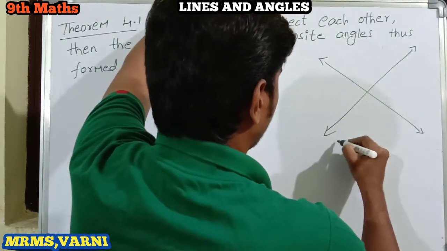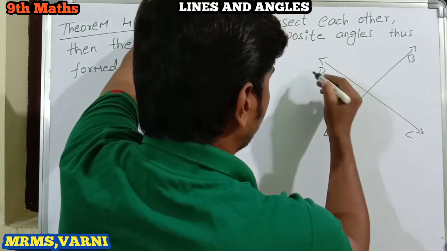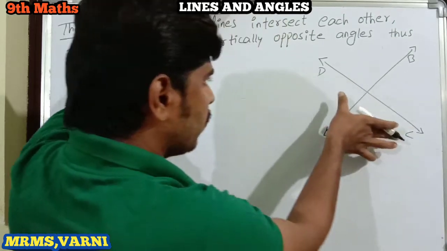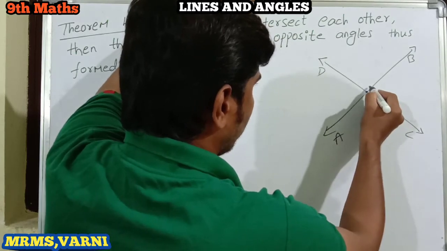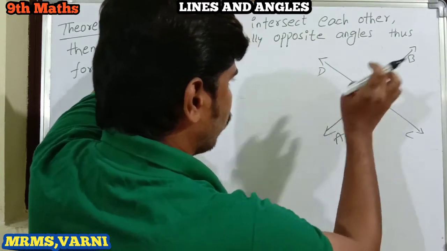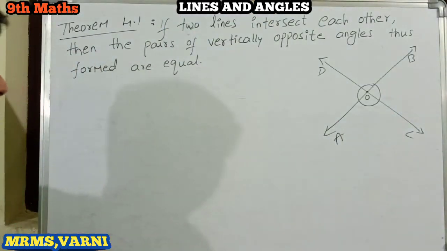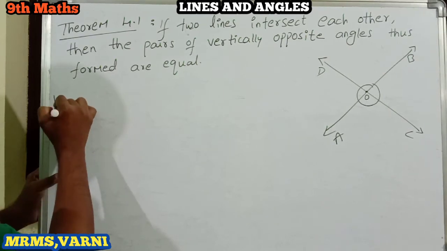Okay, so A, B, C, D. AB is a line, CD is a line intersecting at O. Here four angles are formed: this 1, 2, 3, 4. What are the angles we have? So what is given first?